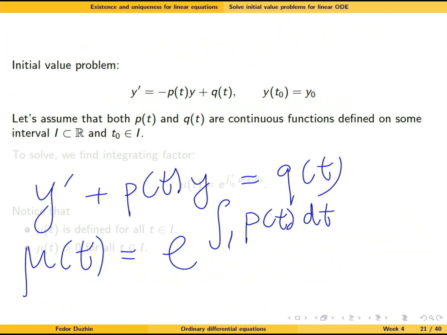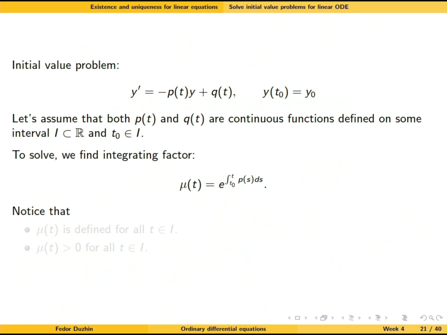antiderivative, and any particular antiderivative can be found by integrating from t0 to t. So here is the integrating factor that we are going to use. Among infinitely many possible integrating factors that differ by different constants, we just chose one in particular. Note that this integrating factor is, first of all, defined for all values of t within the given interval.